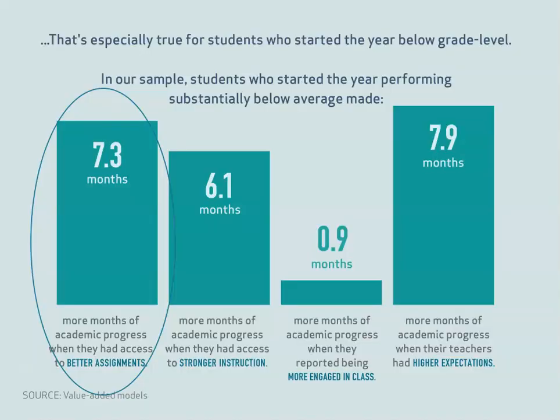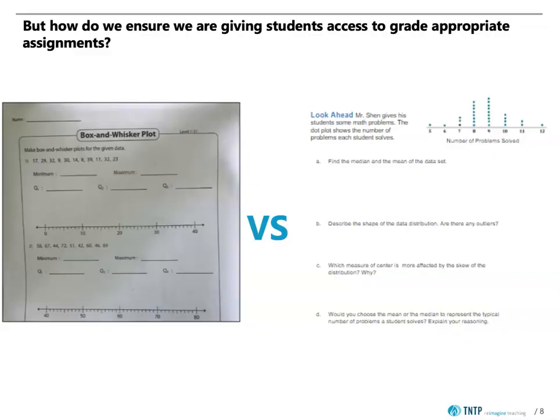And we also know that giving kids access to grade-appropriate assignments leads to a lot of growth, especially for kids who start the year behind. So we know it's important, but how do we ensure that we are giving kids access to grade-appropriate assignments? How do we ensure that they are getting the opportunity to engage with rigorous grade-level content as opposed to work that may, at first glance, appear to be aligned, but are missing some key pieces?